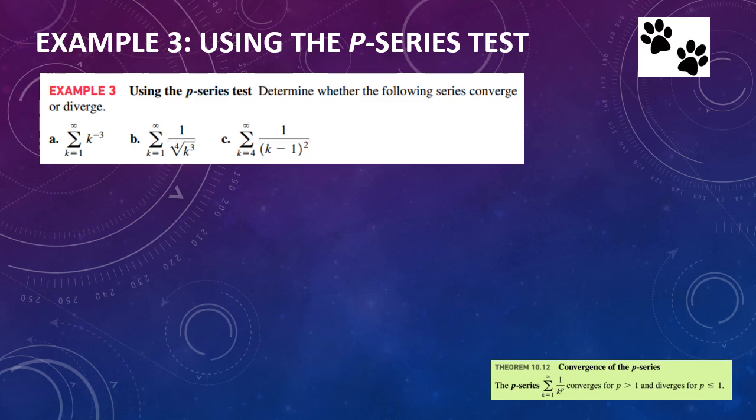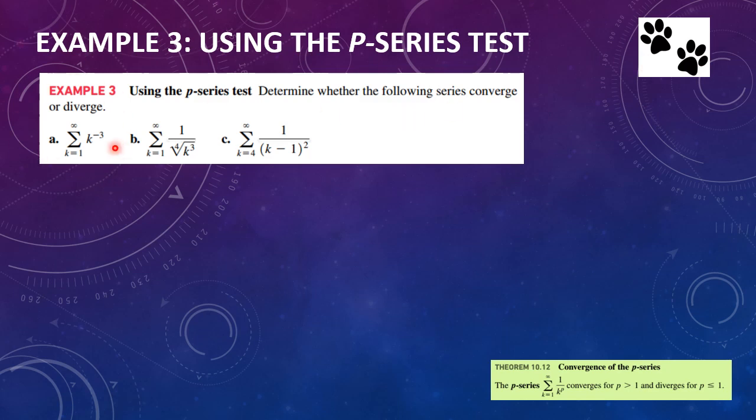So let's look at our next example, example 3. Using the p-series test, we have k to the negative 3, 1 over the 4th root of k cubed, 1 over k minus 1 squared. These are all great examples because they show how you have to be able to manipulate the formula and understand exponents. So go ahead and hit pause and try these. Notice down in the bottom right, I've given you the p-test. Converges for p greater than 1. So hit pause and try this.